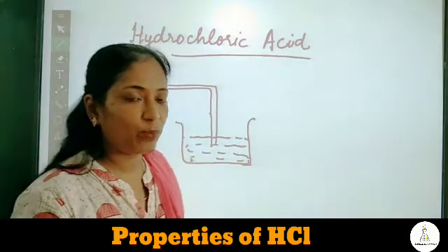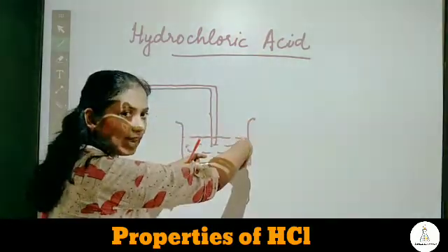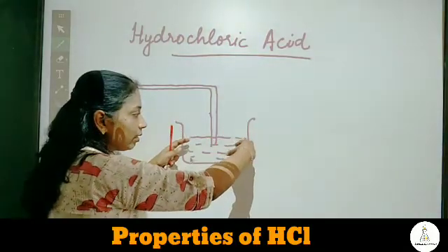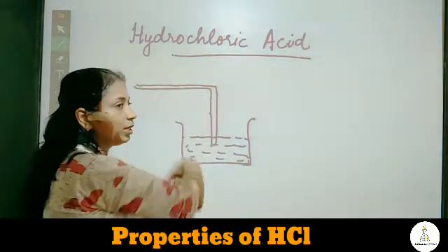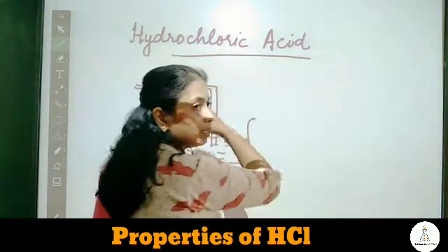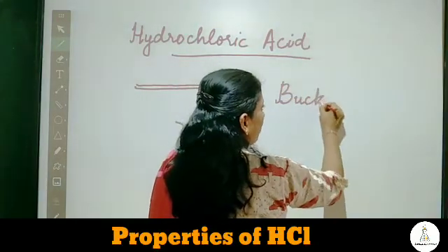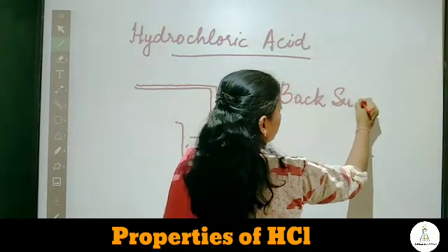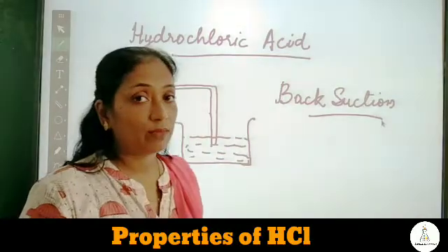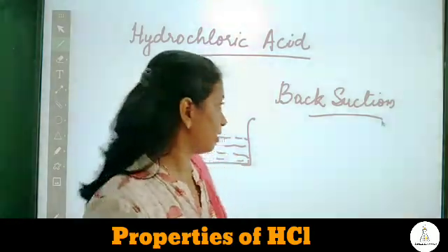So what will happen? Because of the partial vacuum created, the water from here, because here atmospheric pressure is acting and here the pressure has gone down, will be sucked into the delivery tube and ultimately the round bottom flask. This is called back suction. Back suction.